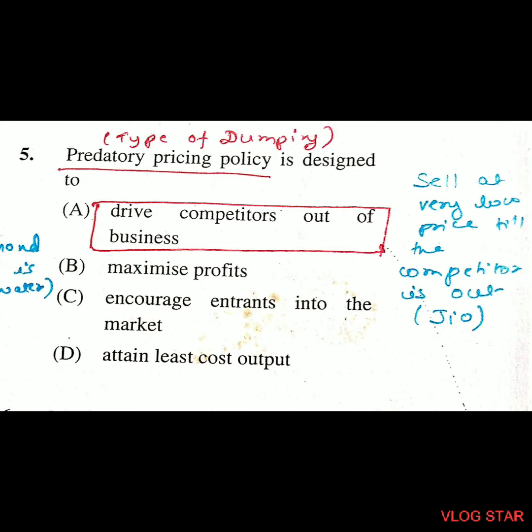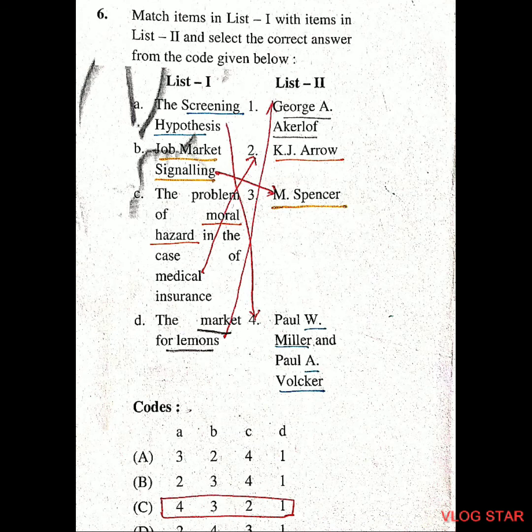Fifth question. Predatory pricing policy is designed to drive competitors out of the business. Predatory pricing is a type of dumping. What happens in this is the person sells his product at very low prices until all the competitors are driven out of the business. And then later on, he slowly and gradually increases the prices. For example, Jio.